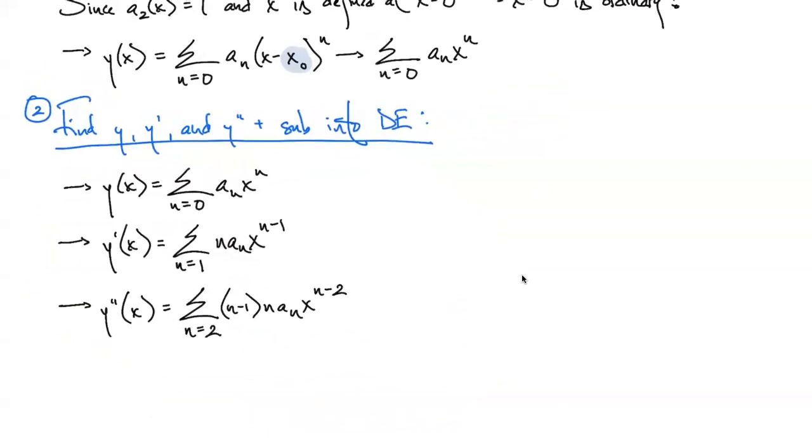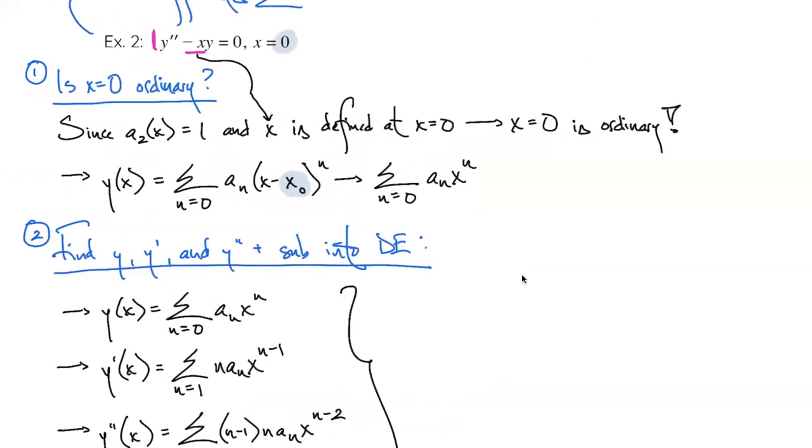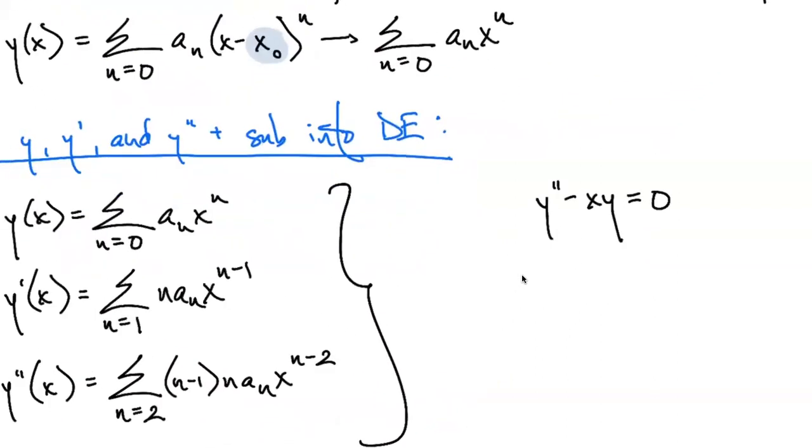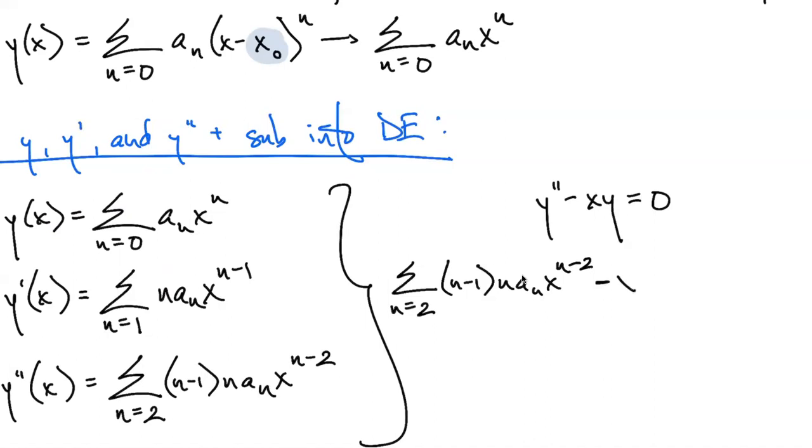Okay. We're going to take all of these and we're going to go back and grab our differential equation, y double prime minus xy equals 0. And we're going to sub in the y double prime and we're going to sub in the y. And so that will give us the sum from n equals 2 of n times n minus 1 and a sub n x to the n minus 2 minus x times the sum from n equals 0 of a sub n x to the n equals 0.